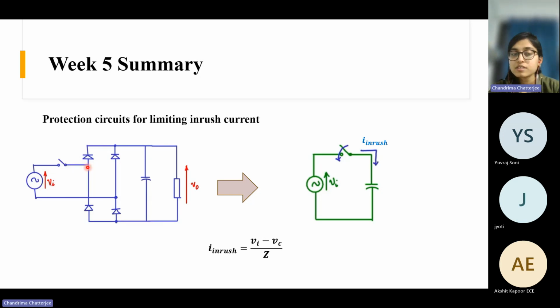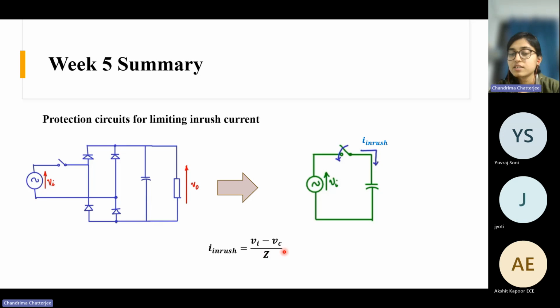We assume that these diodes are ideal, but practically these diodes will offer some forward resistance. Whenever the current is flowing through these diodes to charge this capacitor, there will be some forward resistance of this diode. So that will also contribute to this impedance. But even so, the diodes contribute a very small amount of impedance, which is not sufficient to limit this inrush current.